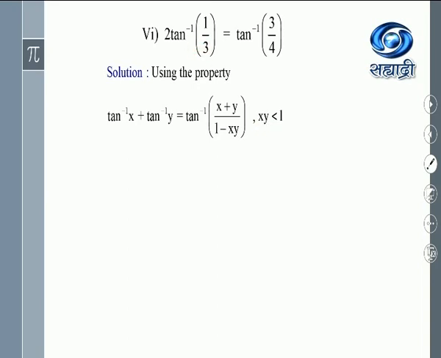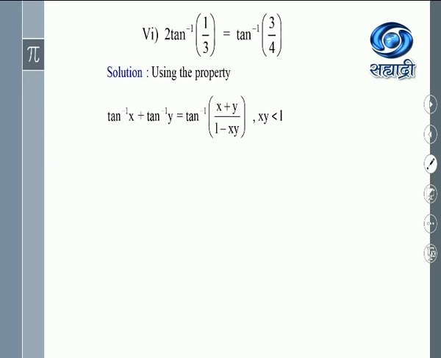Look at this. 2 tan inverse 1 upon 3. We can split it as the sum of two terms, tan inverse 1 upon 3 plus again tan inverse 1 upon 3. Here x and y are 1 upon 3, so see the product: 1 upon 3 into 1 upon 3 is 1 upon 9, which is less than 1. Otherwise, if xy is greater than 1, then the formula or the property changes. Therefore, before applying the sum, check whether xy is less than 1 or greater than 1.